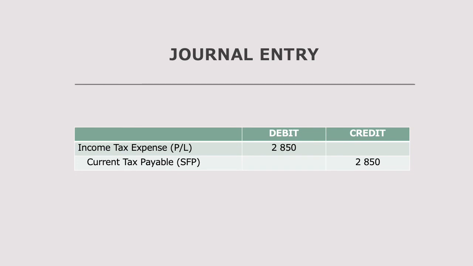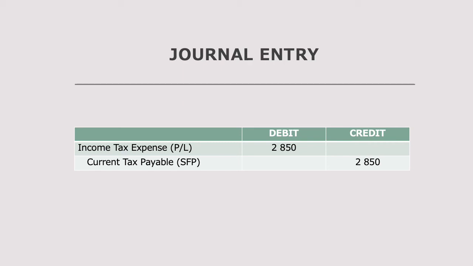Now how do we show this in a journal entry? Well, because we underprovided for our tax for the year, that means that we owe SARS more money. So we credit our current tax payable in your statement of financial position with 2,850 Rand. Your contra account is your income tax expense, so we debit our income tax expense with 2,850 Rand.